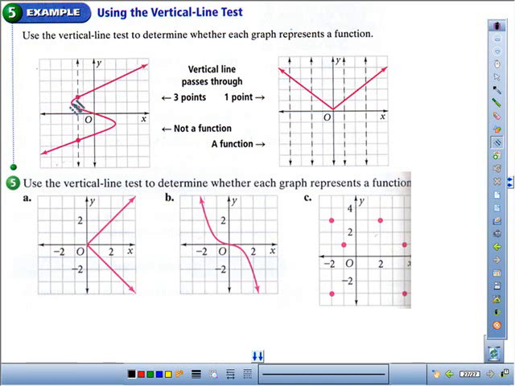Basically, let's say you have a diagram here, okay? If you draw a vertical line through the picture, does it ever touch the picture at more than one point? If it does, then it's not a function. Like in this case, our vertical line touches 3 times, so we know that this graph is not a function.